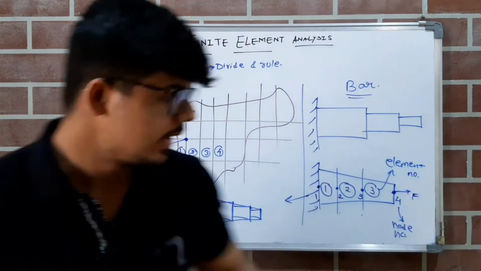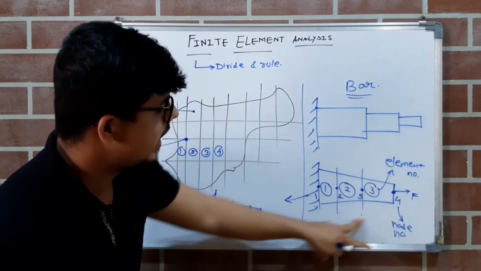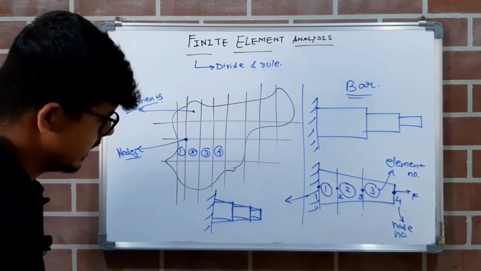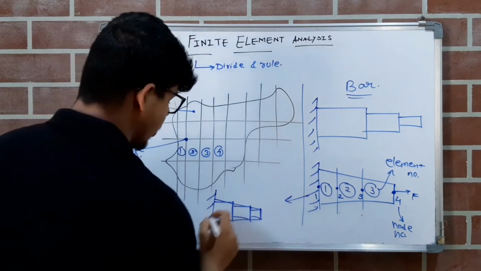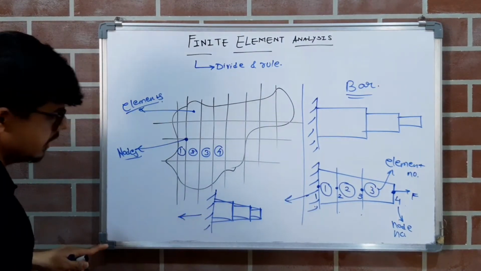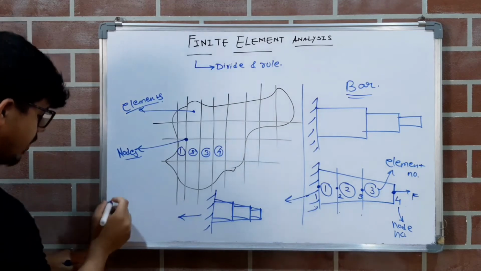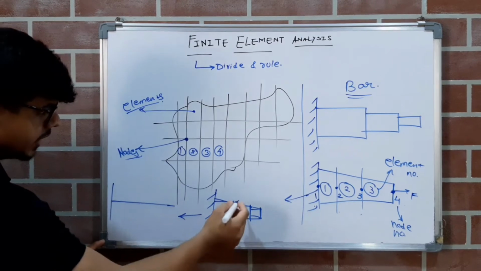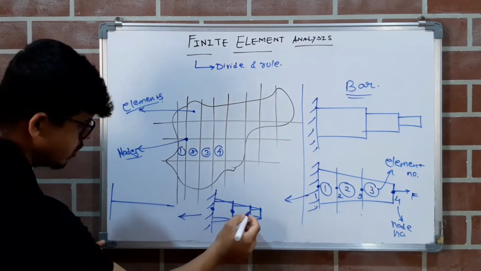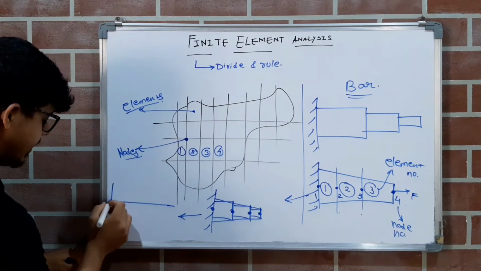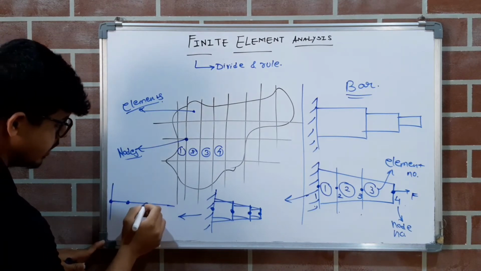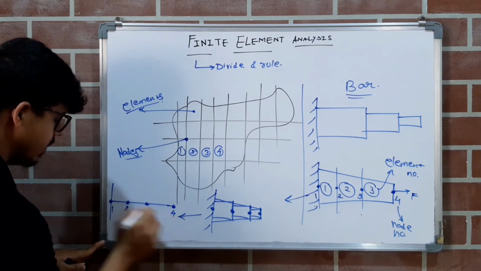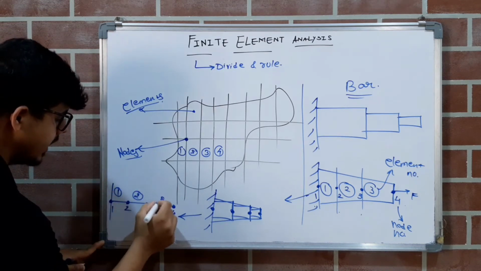So I had divided this taper bar into 3 small elements like this. So I will draw the FEA model. See how this FEA model is drawn. We just have to draw a single line. Now this element 1, these are the nodes 1, 2, 3 and 4. So node 1 is here, node 2 is here, node 3 is here and node 4 is here. First element, second element and third element, right?